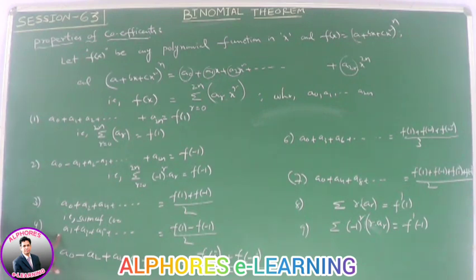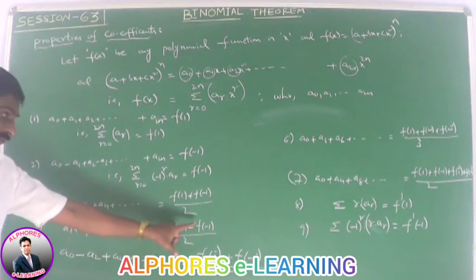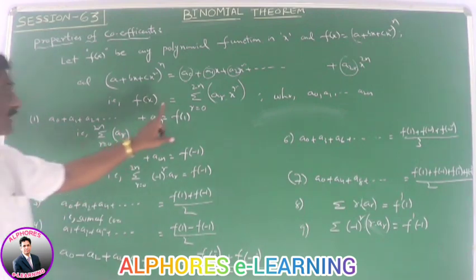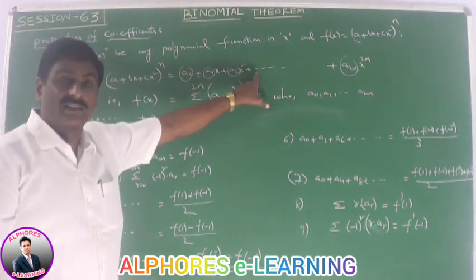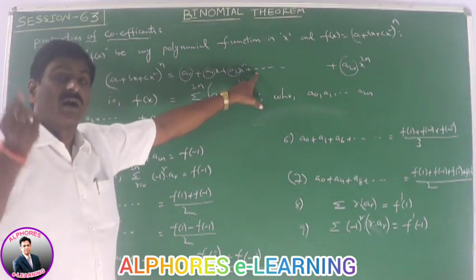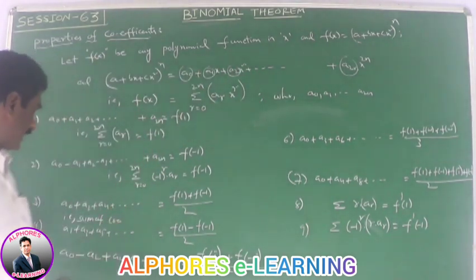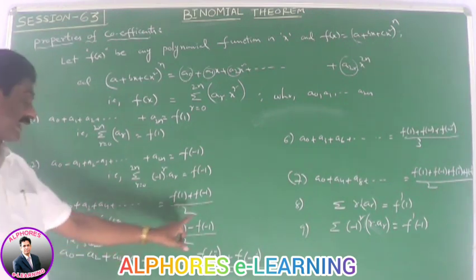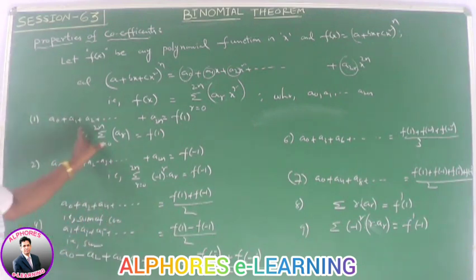Next, fourth one, a1 + a3 + a5 + and so on is equal to (f(1) − f(−1))/2. Please observe these values: a1, a3, a5. What are these? a1 means the x coefficient, a3 means the x cube coefficient. That means the sum of the coefficients of odd powers of x is equal to (f(1) − f(−1))/2. The sum of the coefficients is f(1). Here we get alternating plus and minus, and this value is f(−1). The sum of the even power coefficients is (f(1) + f(−1))/2. The sum of the odd power coefficients is (f(1) − f(−1))/2.